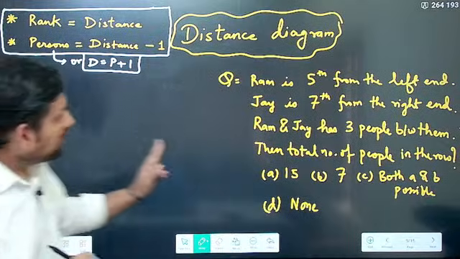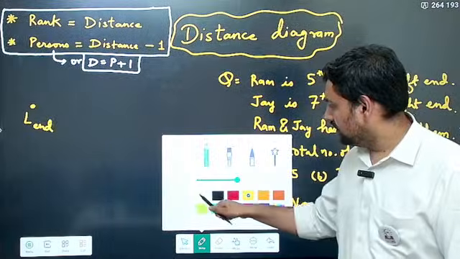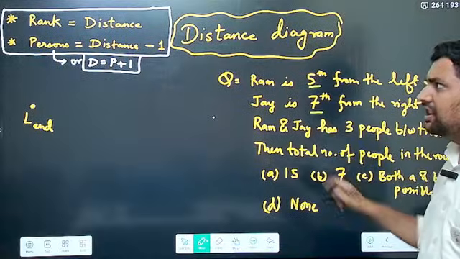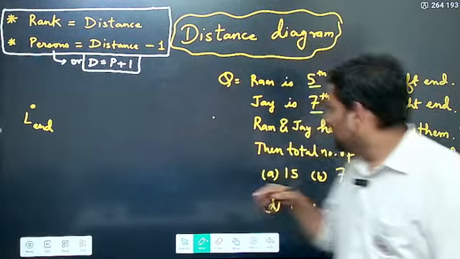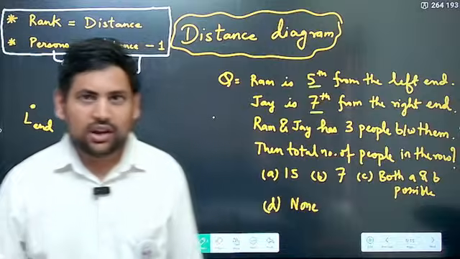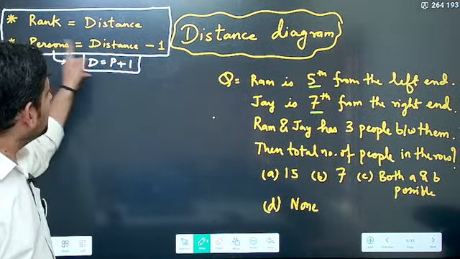Fine, Ram is fifth from the left end. Now, fifth is what? If you look, fifth, seventh, correct? Isn't this like rank? I came seventh in class, I came fifth in class. So whenever you see fifth, seventh, second, 12th, 22nd, what are these? These are rankings. So when rank is given, rank is equal to distance.